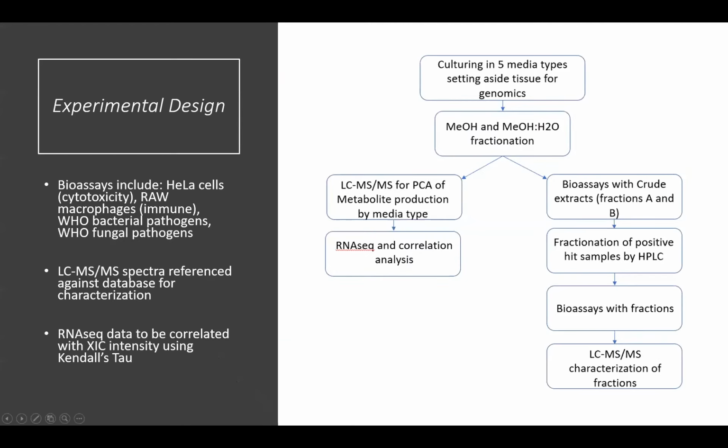To test this, I'm going to be growing Basidiobolus in 5 different media types to increase the profile of secondary metabolites being tested. Compounds will then be extracted from the mycelial tissue, and these crude extracts will be used for bioassays on several cell types, including HeLa cells, which are a human cell line, to look at general cytotoxicity, RAW macrophage cells to look at immune modulation or immunosuppression, and some World Health Organization priority 1 fungal and bacterial pathogens to look at different antimicrobial activities.